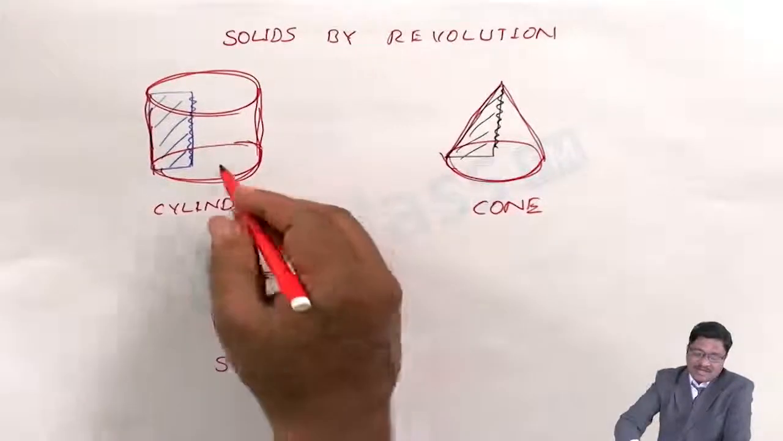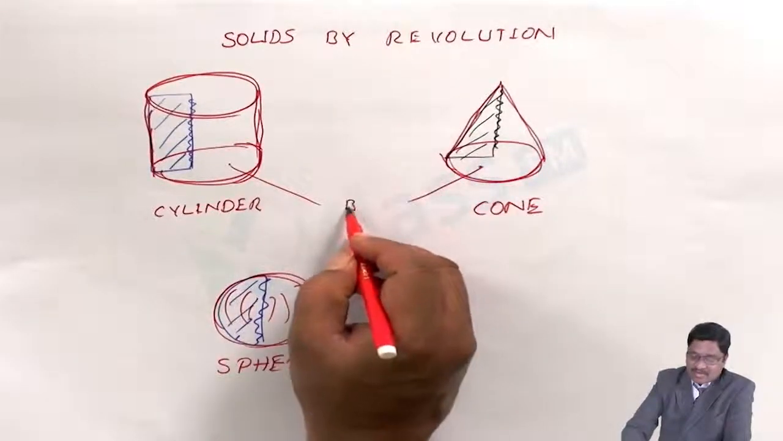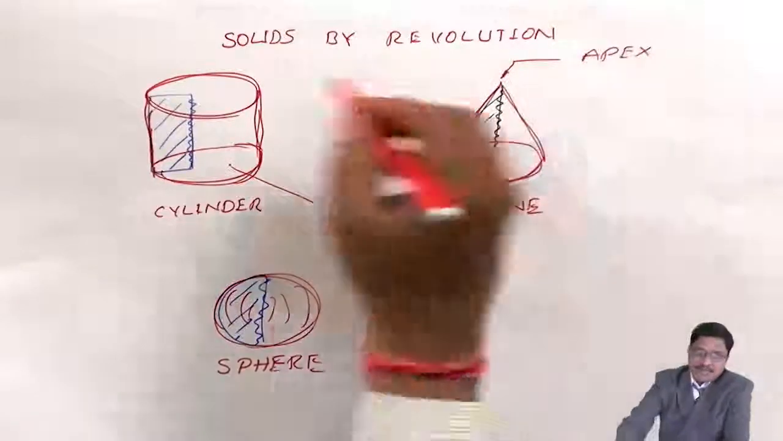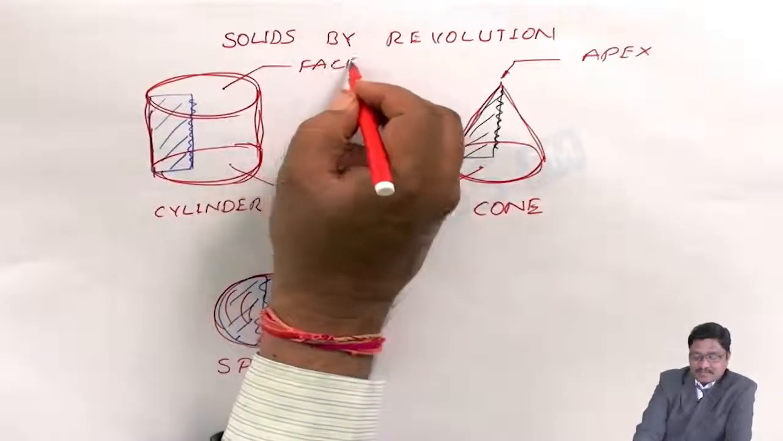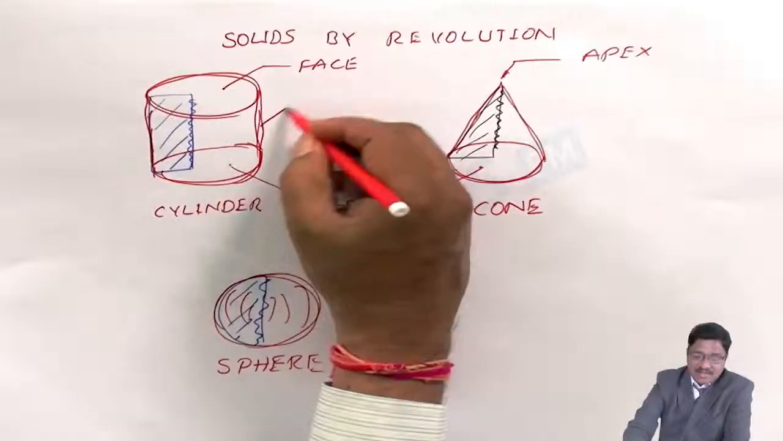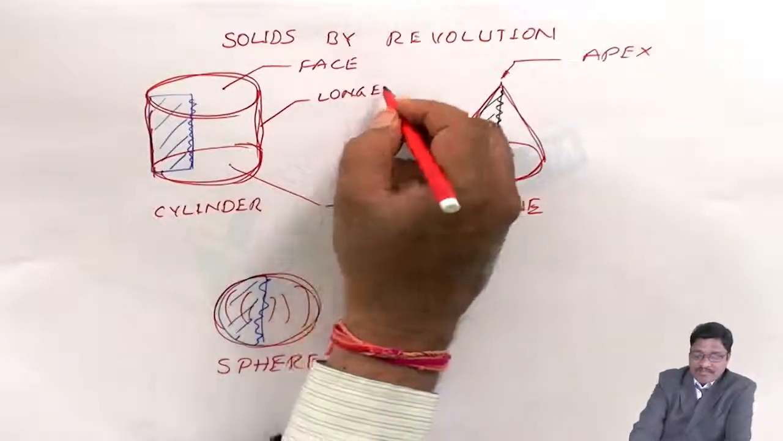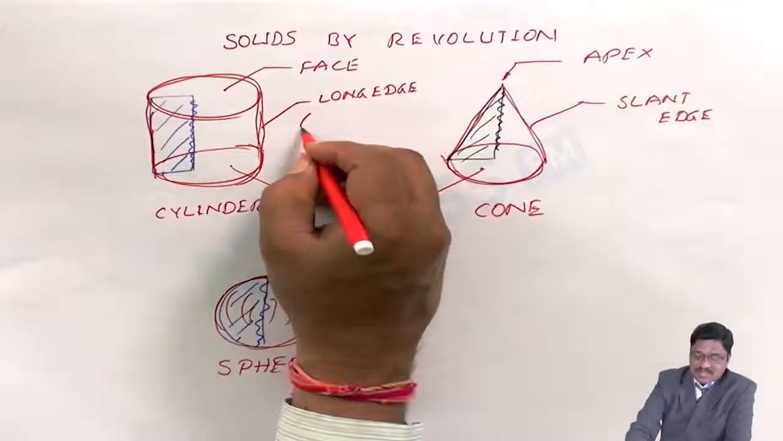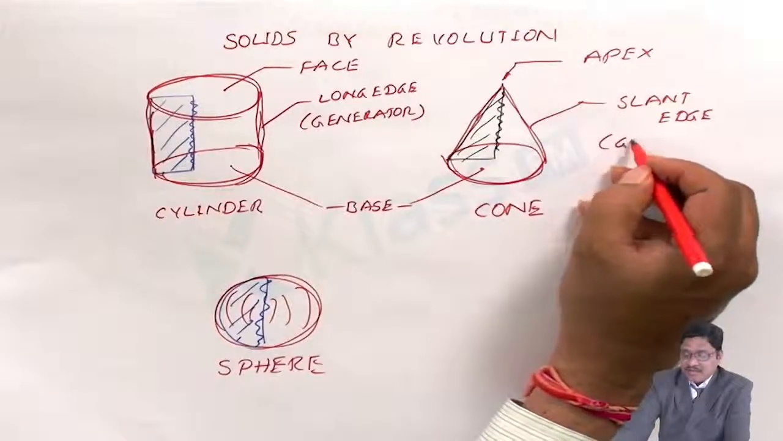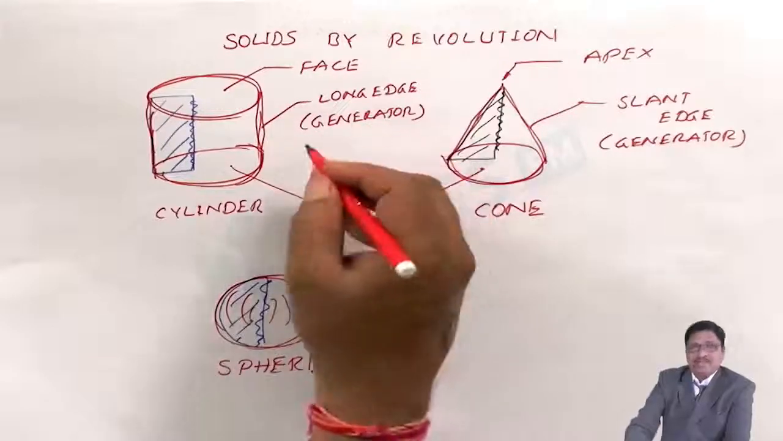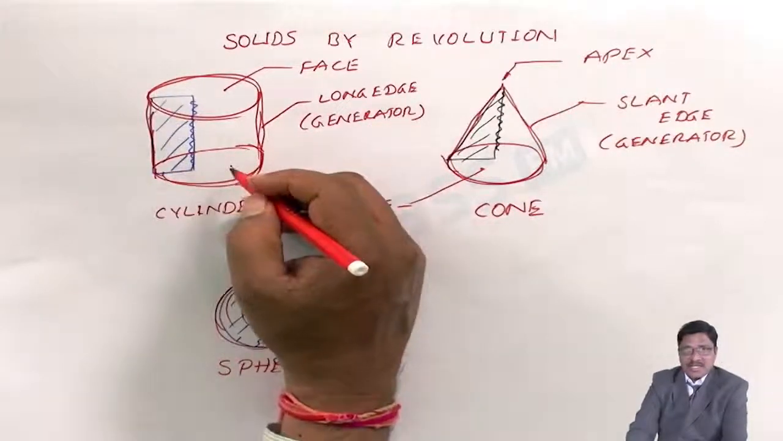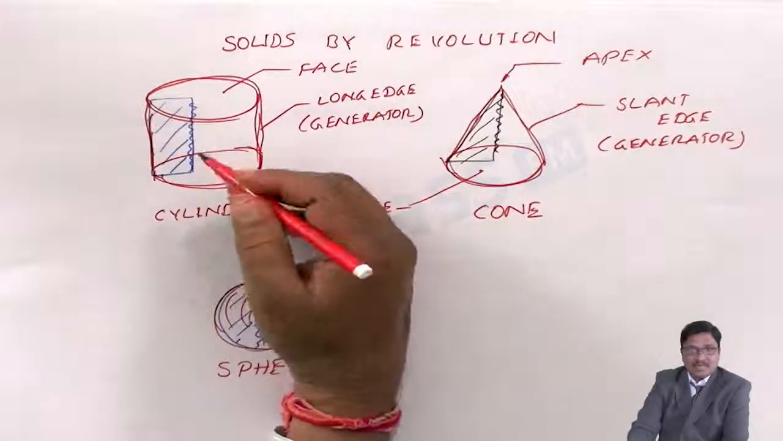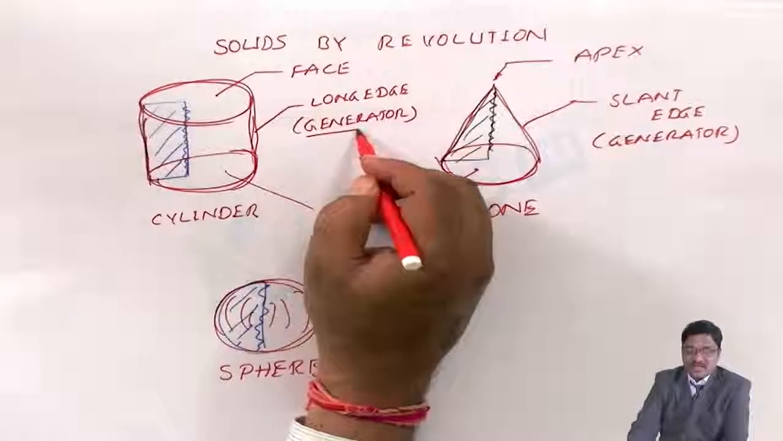Here also we have the common terminology. The bottom is known as the base. The top corner is the apex. The top surface is known as the face. This is the complete lateral surface. This side is known as the long edge. This one is known as the slant edge. In either case, this is known as the generator. Why is it called the generator? If you take a circular base and keep imaginary lines around the circumference side by side, the total surface you get is the cylindrical surface. Those lines lead to generating the surface, so this also counts as the generator.